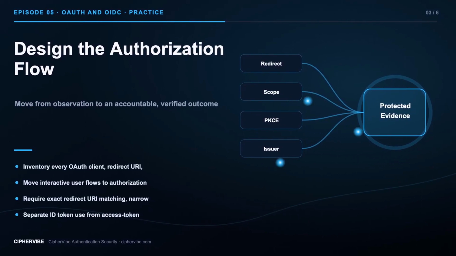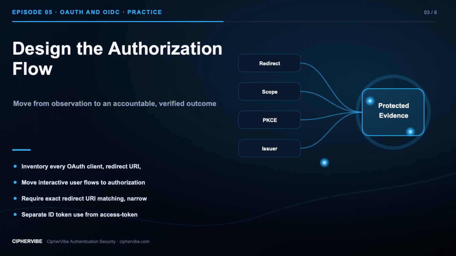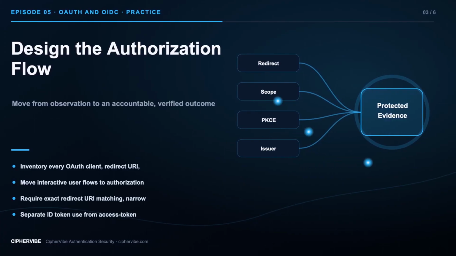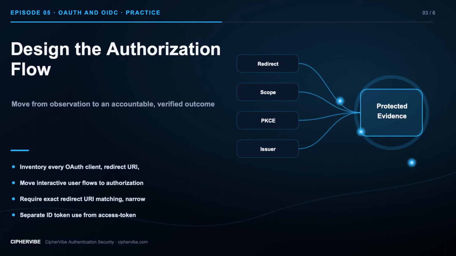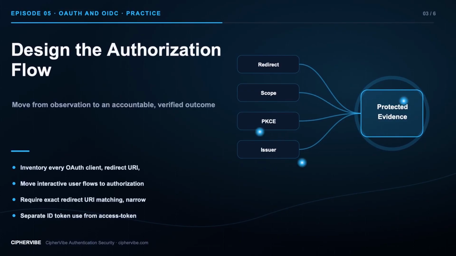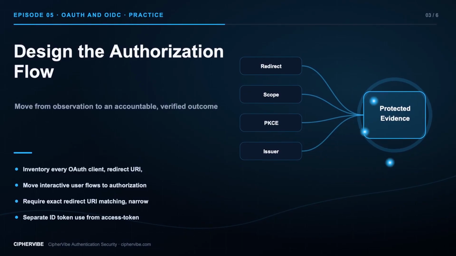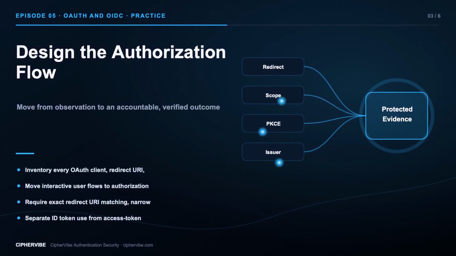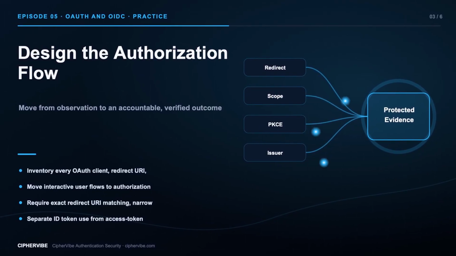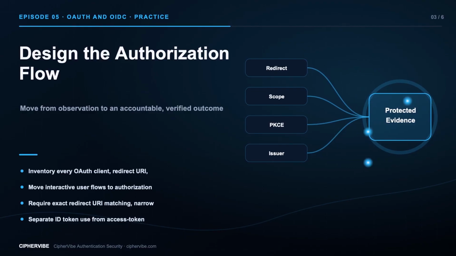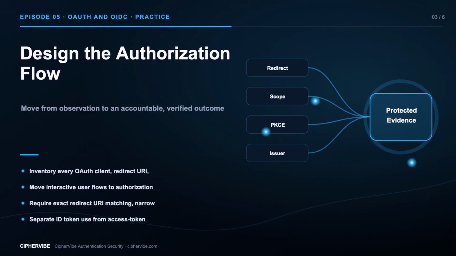Fourth, separate ID token use from access token use so sign-in and API authorization are not confused. Fifth, protect tokens based on client type, secure server storage for confidential clients, and safer browser patterns for public clients. Sixth, test code interception, open redirect, missing PKCE, wrong issuer, wrong audience, excessive scopes, consent abuse, and token replay.